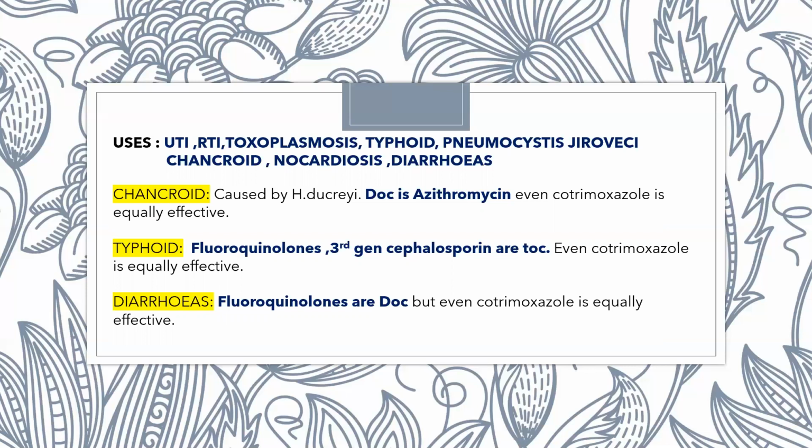Coming to typhoid, fluoroquinolones and third generation cephalosporins are the treatment of choice. Normally, we tend to see that doctors prescribe fluoroquinolones, or they go for third generation cephalosporins. But cotrimoxazole is also equally effective to these two drugs. And coming to diarrhea, fluoroquinolones are the drug of choice in that case, but cotrimoxazole can also be prescribed as it is equally effective. And coming to UTIs and RTIs, cotrimoxazole is the drug of choice. Most of the time, cotrimoxazole is prescribed. These are the uses of this drug.